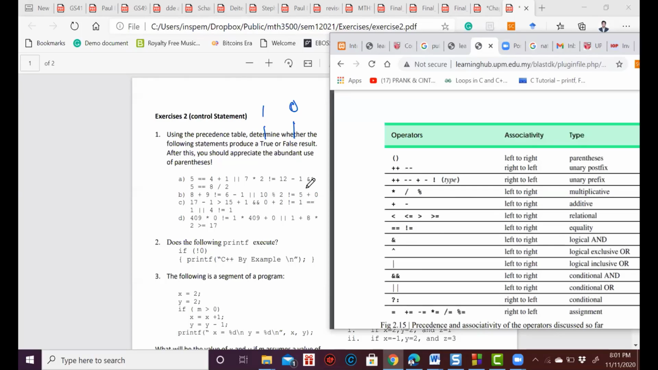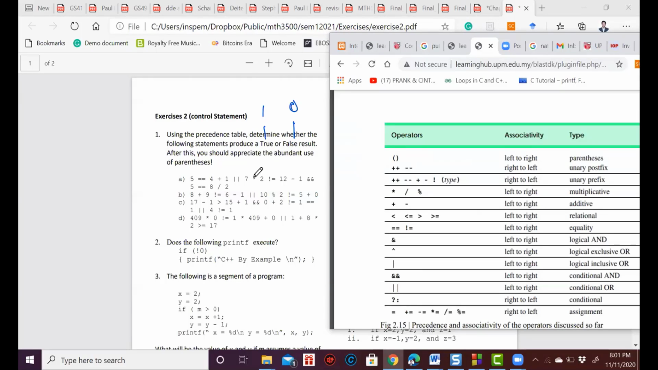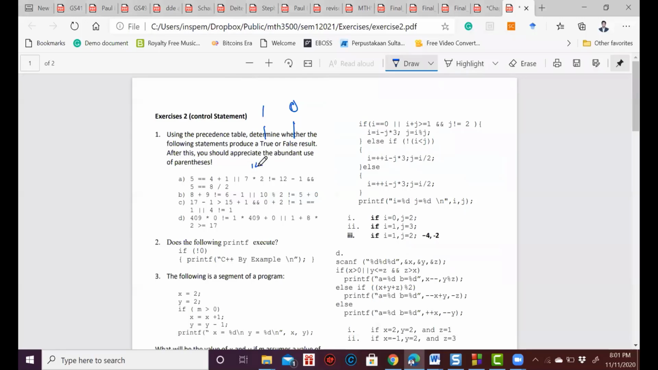Divide and multiplications. Multiply, multiply. So this one is first, this one is second. Okay, so this one becomes first: 7 times 2 is 14. Then 8 divided by 2 becomes 4. Okay, then next is plus. This one is 5. So it's minus. 11.